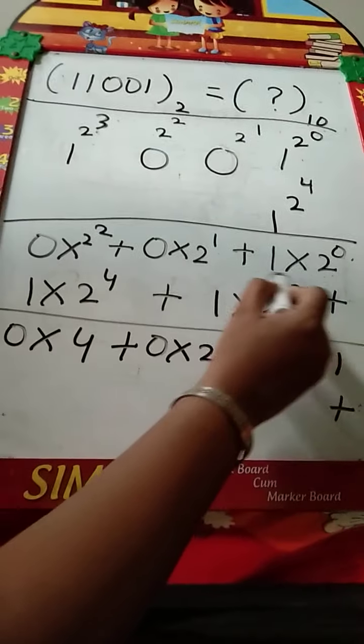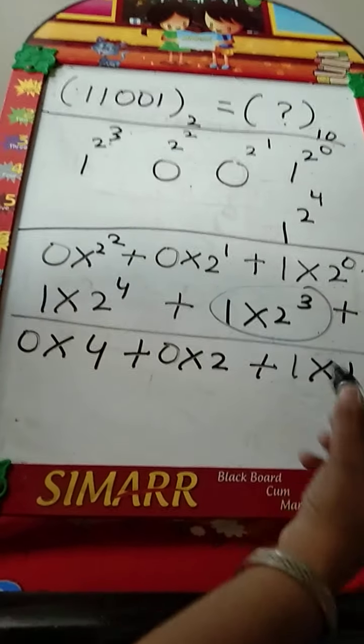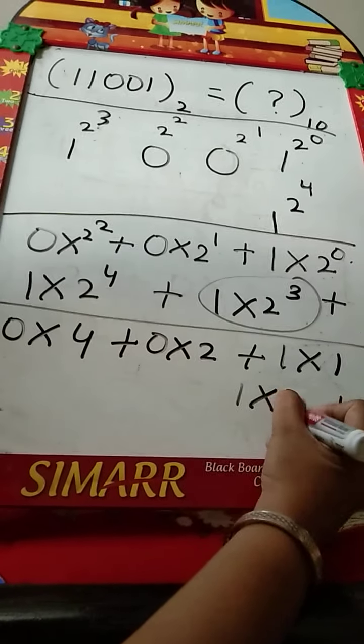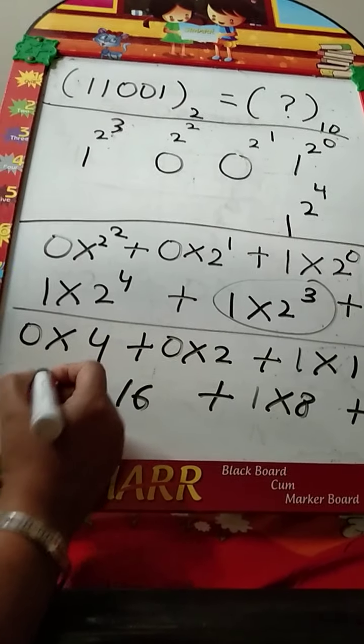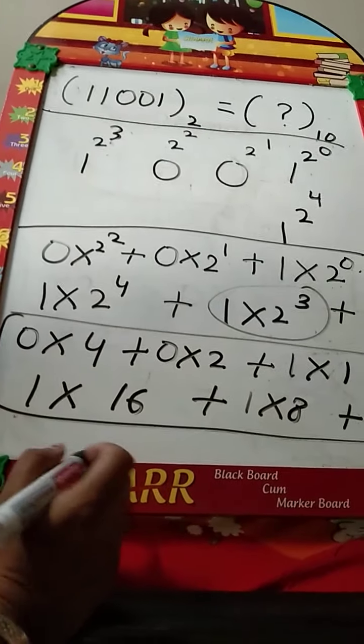Now the turn of this number. How can we write this? 2 raised to power 3 is 8, so we write 1 into 8, plus 2 raised to power 4 is 16, so we write 1 into 16. Now we can solve this.